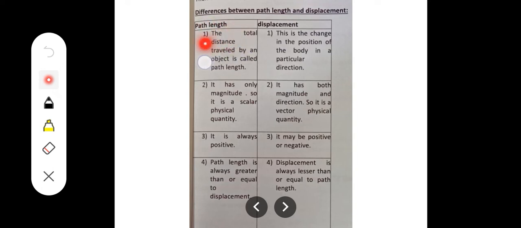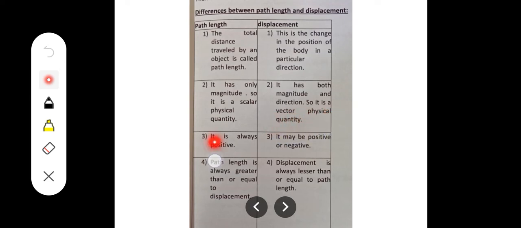Path length. So in the difference, you can write the definition itself as the first one. The total distance traveled by an object is called its path length. Then under displacement, its definition, this is the change in position of the body in a particular direction. Then the second one, it has only magnitude, so it is a scalar physical quantity. Okay. Then second one here, it has both magnitude and direction, so it is a vector physical quantity.